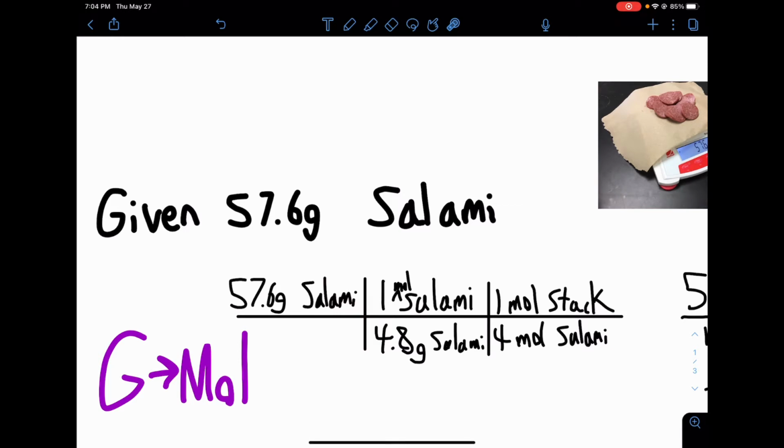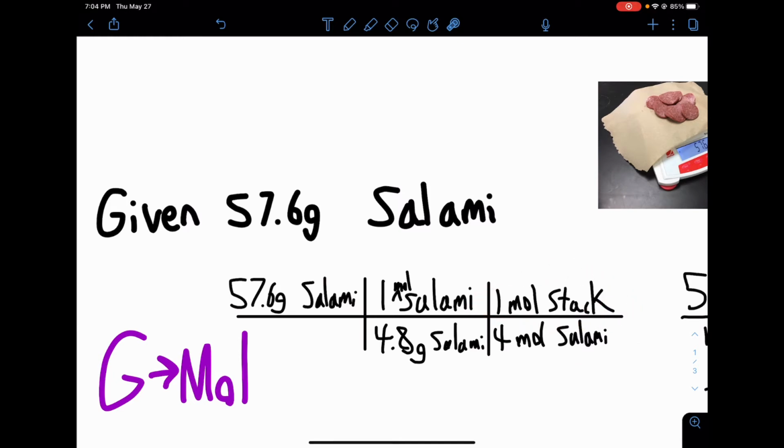But this time, we want to find the amount of stacks we have, the moles of stacks, and not how many grams of stack we have. So what you've got to do is start with what you're given, 57.6 grams of salami, and then we want to do the molar mass of that. So we do 4.8 grams of salami is 1 mole of salami. And then from there, we want to do how much salami is in 1 stack, so how much of one thing makes the other. So we know we need 4 moles of salami that ends up with the product of 1 mole of stack.